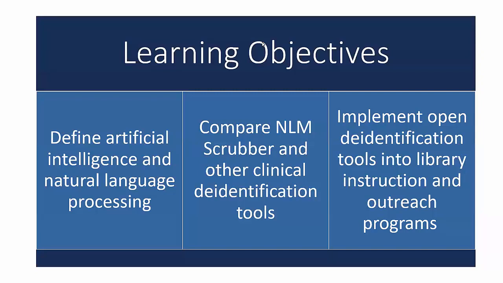Welcome and thank you for joining today's discussion on open de-identification tools, how librarians can promote and understand them. Today we will delve into de-identification tools, exploring their importance and how librarians can effectively use and advocate for these technologies. The learning objectives are defining AI, artificial intelligence, and NLP, natural language processing, comparing NLM Scrubber to other clinical de-identification tools, and implementing open de-identification tools into library instruction and outreach programs.